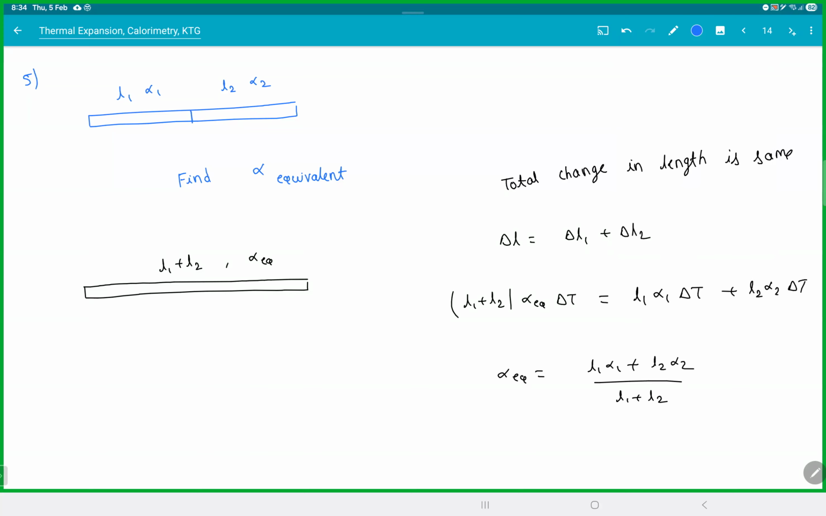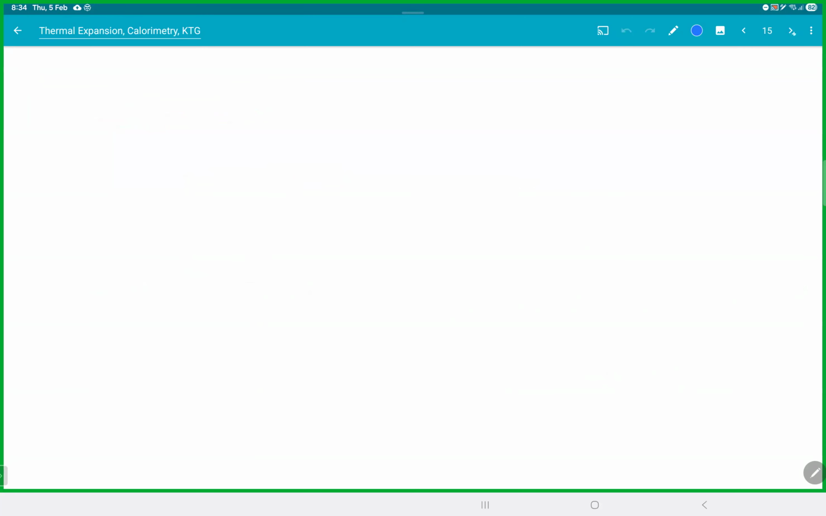So these equivalent problems are important. Like I said, in Mains or BITS, they do, and in CET they do ask a lot. Find Y equivalent, alpha equivalent, and later in resistance they'll say find R equivalent.